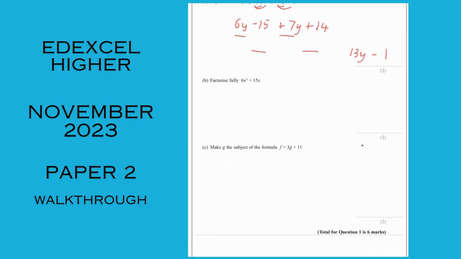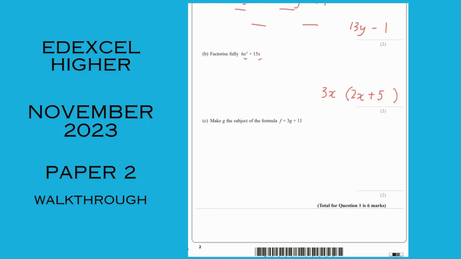Factorising. So, not got a number on the end, no need for 2 brackets, just the 1. Numbers first, they're in the 3 times table. 3 2s are 6, 3 5s are 15. They've both got an x in common. We need x times x to give us the first x squared and a plus in the middle to give us the 15x.